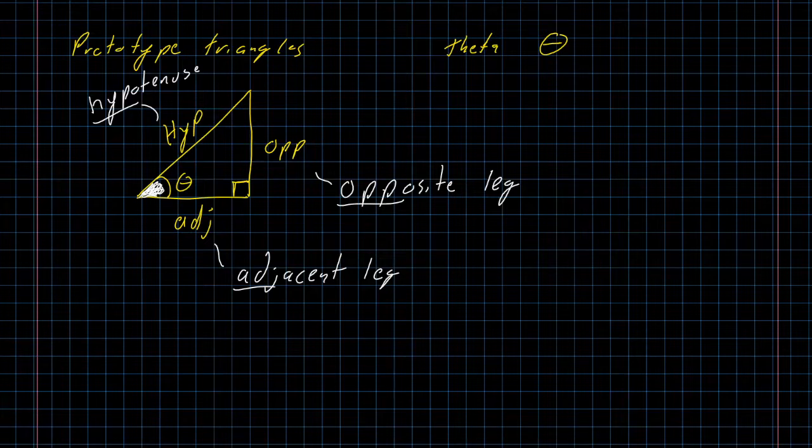So the adjacent leg is the leg that is touching that angle, right? The hypotenuse is also touching angle theta, but we know that the hypotenuse is the one that's furthest away from the right angle. So the adjacent leg goes from the angle marked theta to the right angle. The opposite leg also touches the right angle, but does not touch the angle called theta.